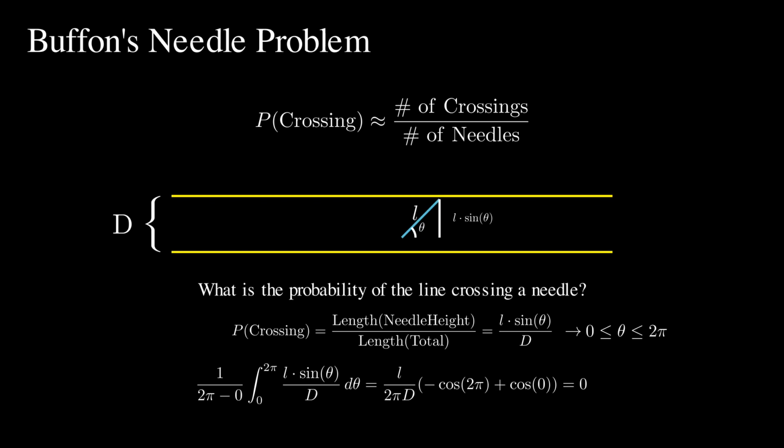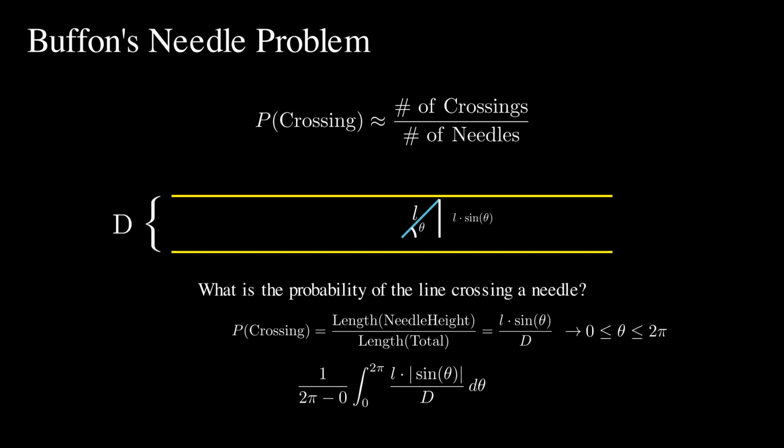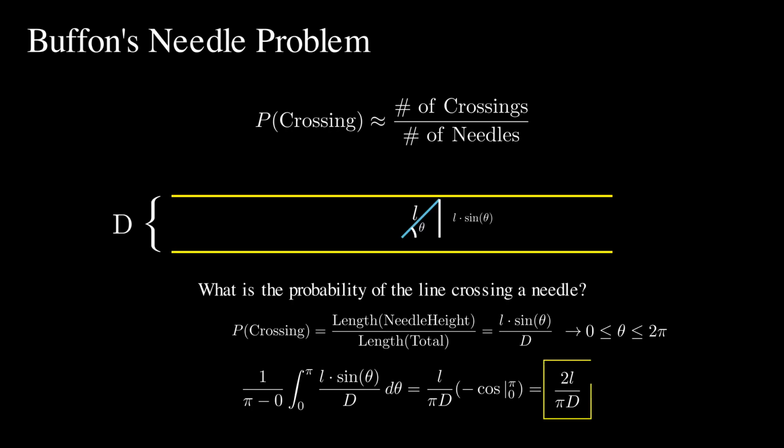The reason we get 0 is because sine theta is negative on the interval from pi to 2 pi, but probabilities can't be negative. Instead, we need to find the average value of L over d times the absolute value of sine theta from 0 to 2 pi. This is the same as the average value of L sine theta over d from 0 to pi. Evaluating the integral gives us a probability of a randomly thrown needle crossing a line as 2L over pi d.